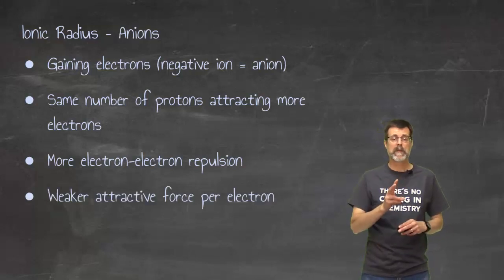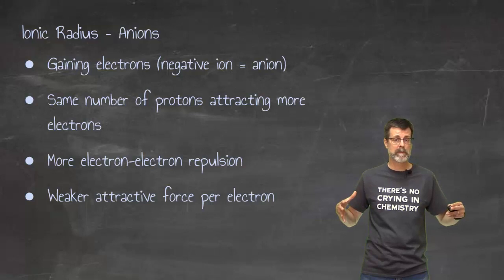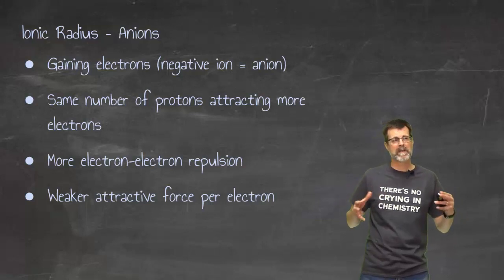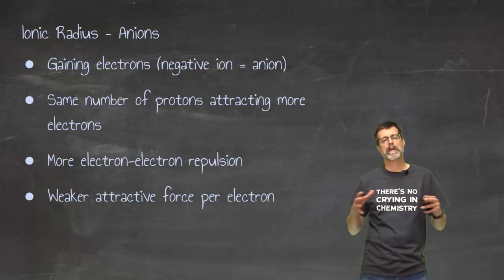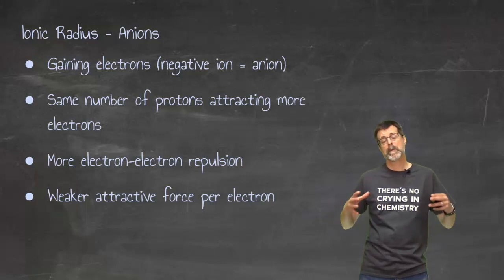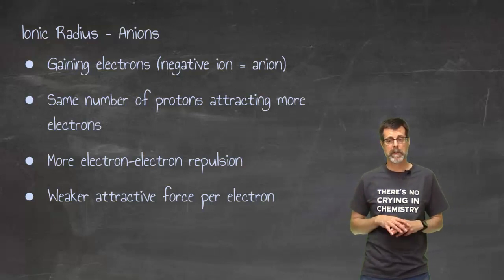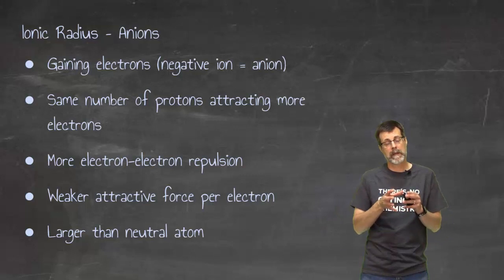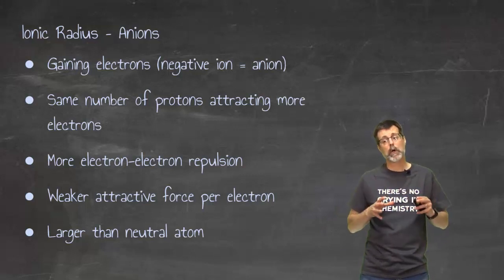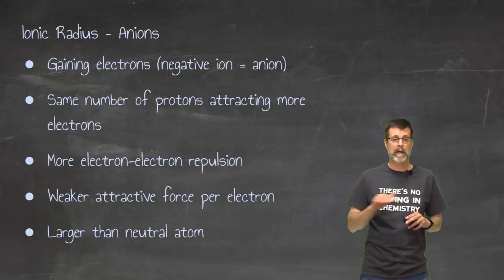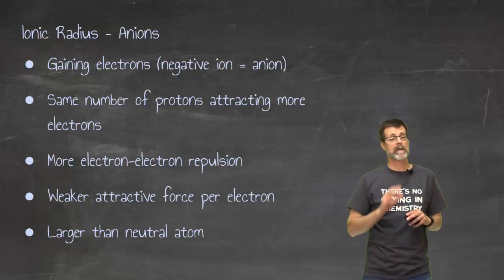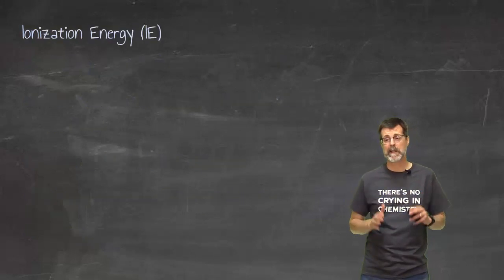Okay? So between those two factors, I'm increasing the amount of repulsion, and I'm sort of decreasing, not necessarily the total amount, but the amount of attractive force that each electron is feeling. That makes the anion, the negative ion, always larger. And we cannot use a left to right argument, no matter how many times people try. It does not work.